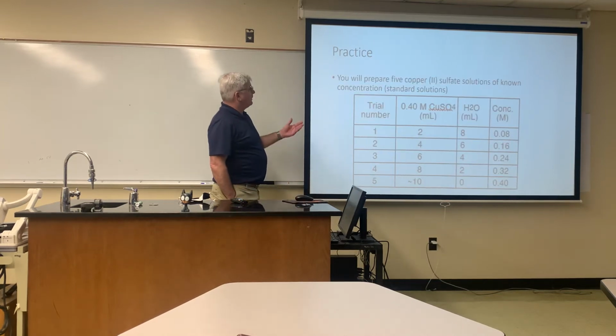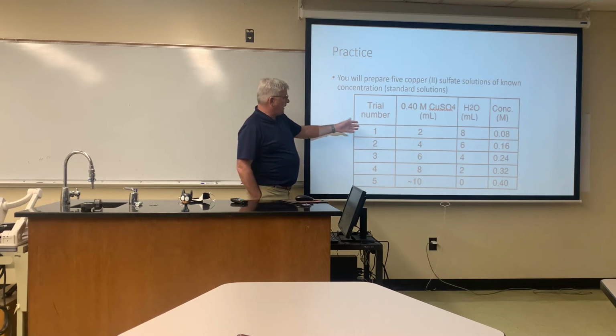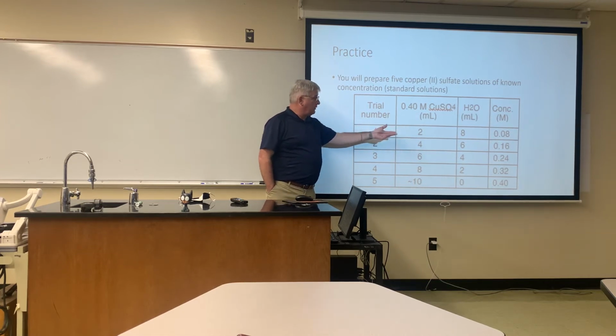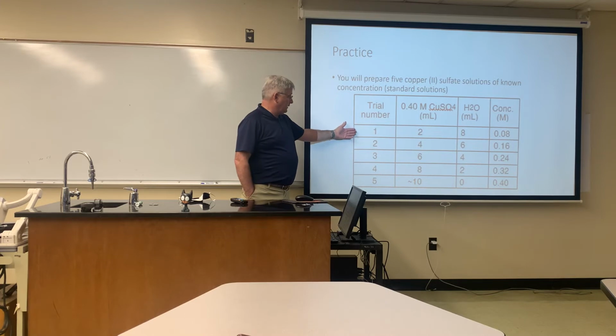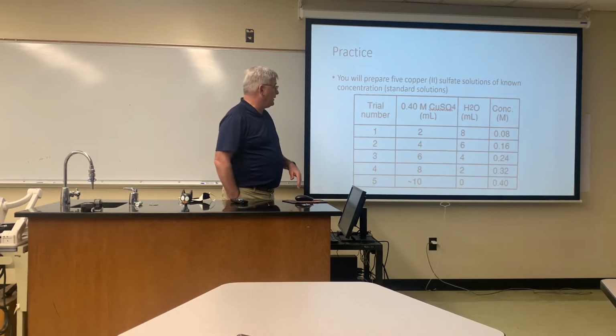All right, so you're going to prepare 5 standards. These are the concentrations of the standards that I would like for you to make. It's asking you to take a stock solution, a 0.4 molar copper sulfate solution that we have prepared. For the first one, you're supposed to take 2 milliliters and dilute it to a total of 10 milliliters, and that'll give you a concentration of 0.08 molar, and so on. These are the 5 standards that I would like for you to utilize in the experiment.